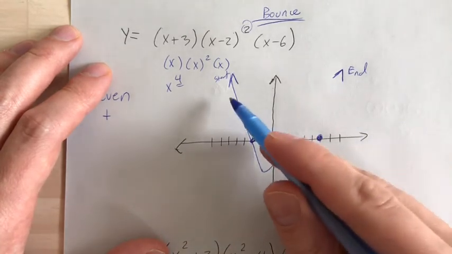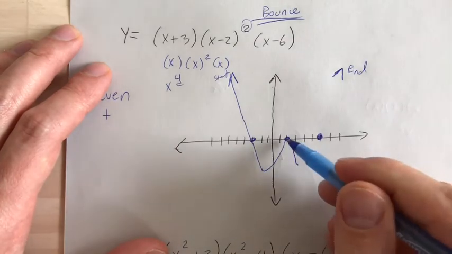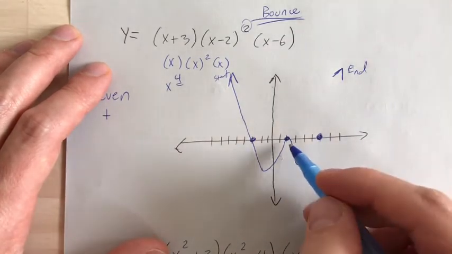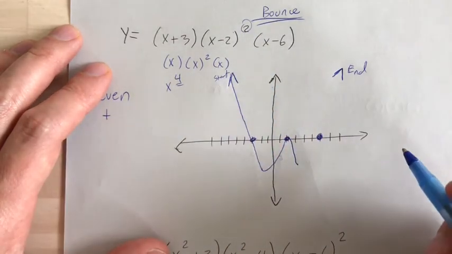okay? So think of it like a roller coaster. It's a hill, but the hill actually ends at this spot. So it deflects it back down, okay? So you can't go through the x-axis. When there's a square, you bounce off of it, okay?